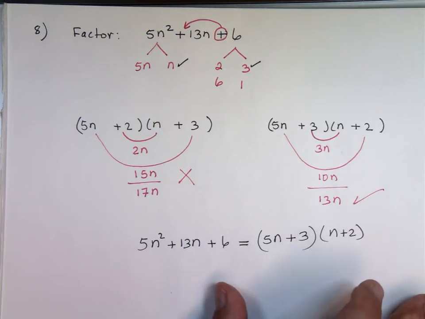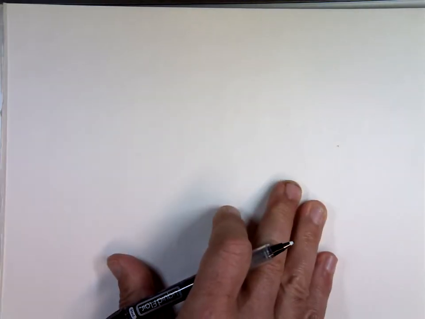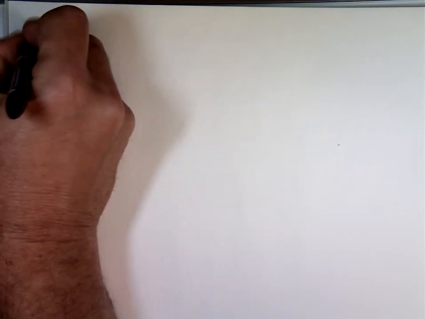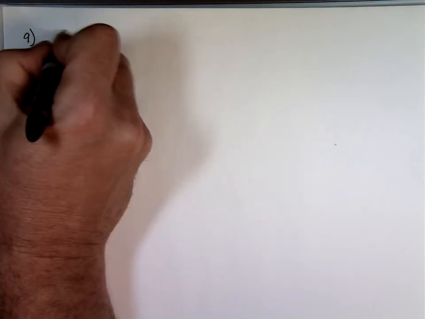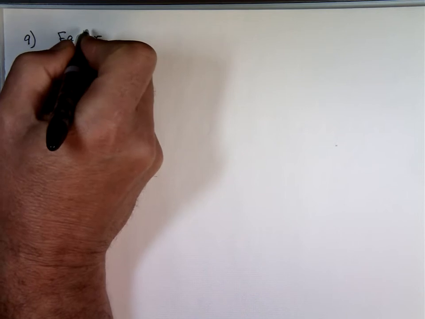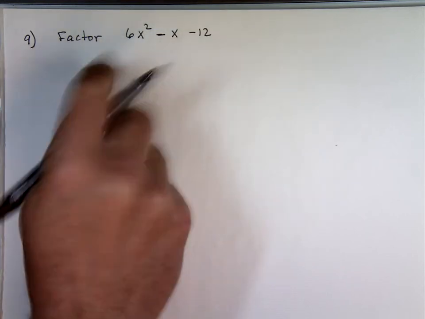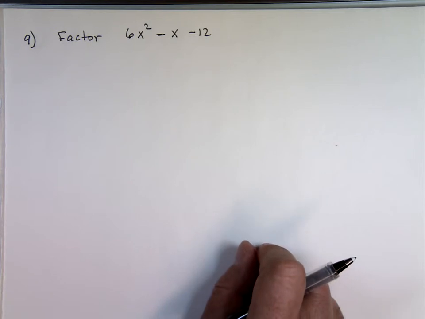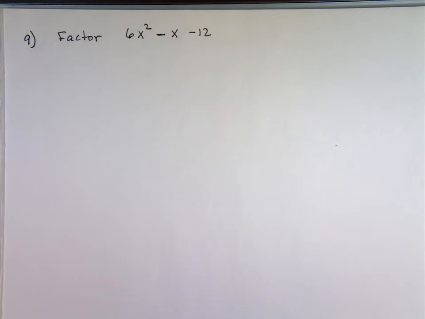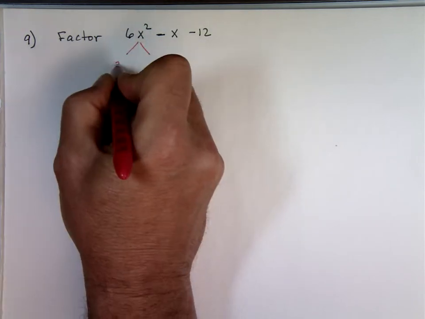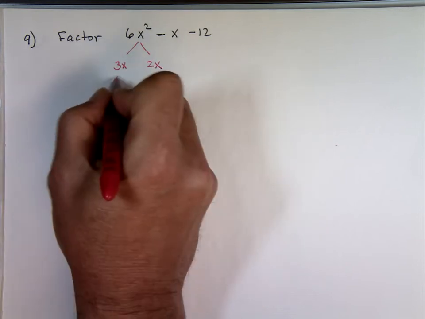Let's try another one. Factor if possible: 6x squared minus x minus 12. Let's see if we have a greatest common factor. Is there anything common to them? No. Nothing is common. So I can take the 6x squared here. I have two options for that. I can try the 3x times the 2x. I can try the 6x times the 1x.